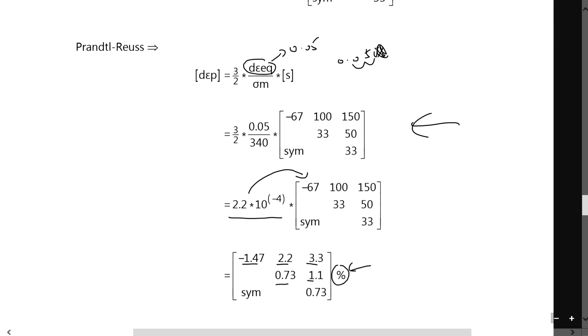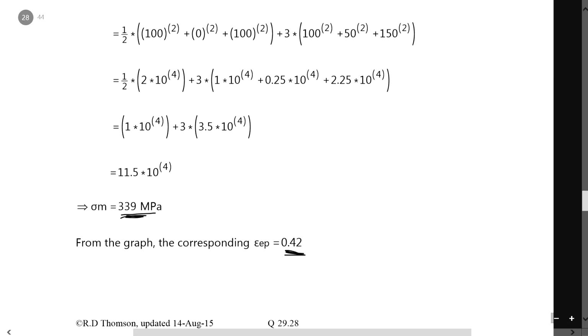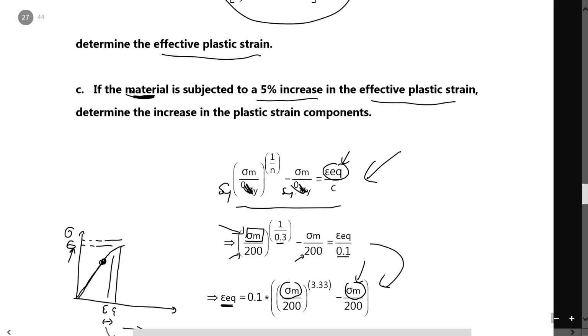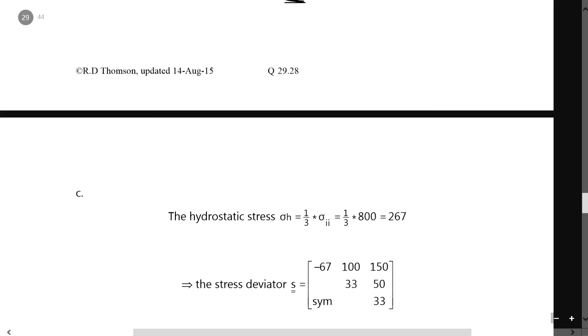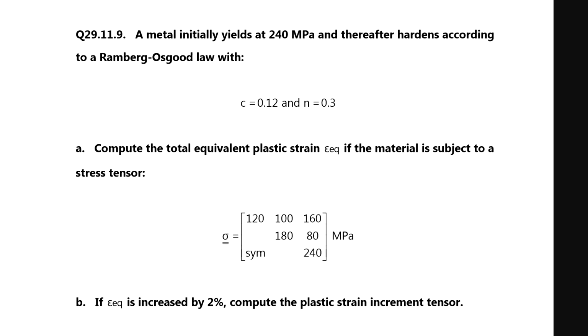Alright, so when you multiply this constant into your deviatoric stress, you have a certain incremental percentage, which is what they're talking about. Determine the increase in the plastic strain components, things like that. Alright, this is pretty interesting. Later on you'll see why it's interesting.